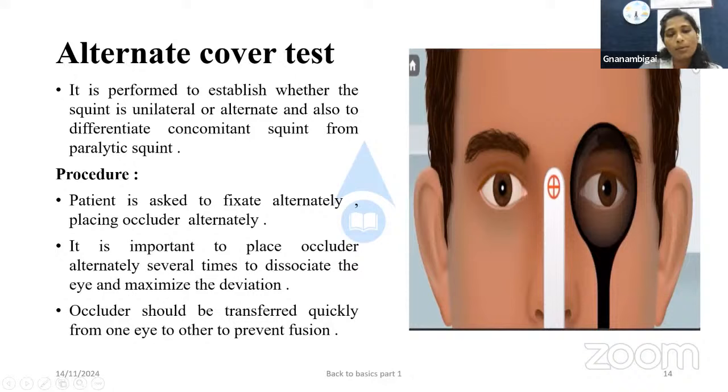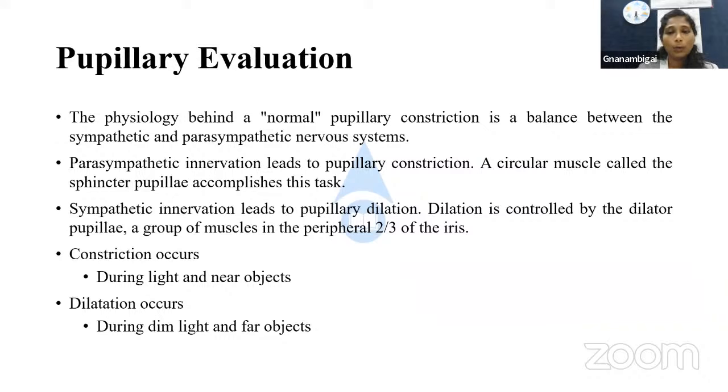Next, we are going to see pupillary evaluation. The normal physiology behind normal pupillary size is the balance between the sympathetic and parasympathetic nervous systems. The parasympathetic nervous system leads to pupillary constriction. The circular muscle called the sphincter pupillae accomplishes this task. Sympathetic nerve innervation leads to pupillary dilatation, and dilation is controlled by the dilator pupillae, a group of muscles in the peripheral one third of the iris.